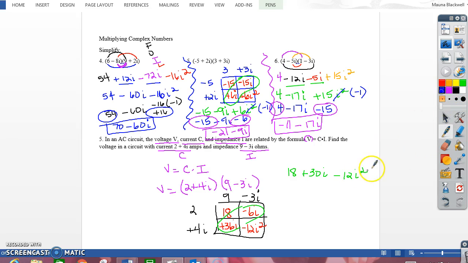Again, what is i squared? Negative 1. So negative 12 times negative 1 will be positive 12. So 18 plus 30i plus 12. And then I have like terms at 18 and 12, which gives me 30 plus 30i. And it's voltage, so it's volts.